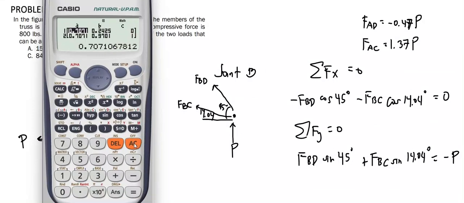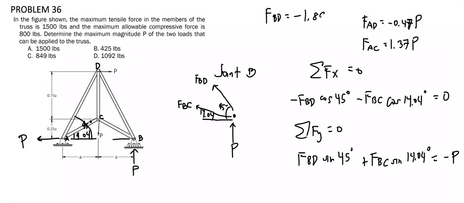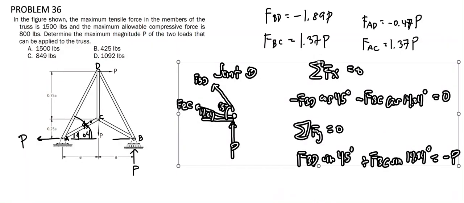Then we can use our calculator to solve for force BD and BC in terms of P. Assuming a 1 unit load for P, we can represent force BD and BC in terms of P, just like what we did for joint A. So we have force BD negative cosine 45 degrees and negative cosine 14.04 for force BC equal to 0. And in our second equation, we have force BD sine of 45 degrees plus force BC sine of 14.04 degrees equal to negative P. So let's assume a unit load of 1. We have force BD equal to negative 1.89 P, and force BC equal to 1.37 P. Since BD is negative, it is a compressive force.